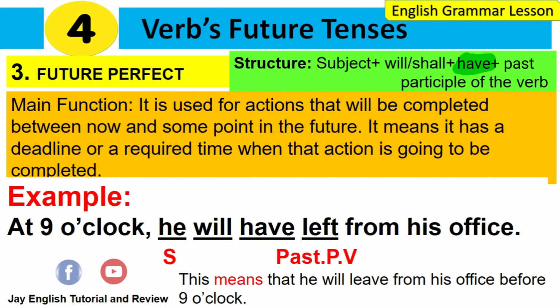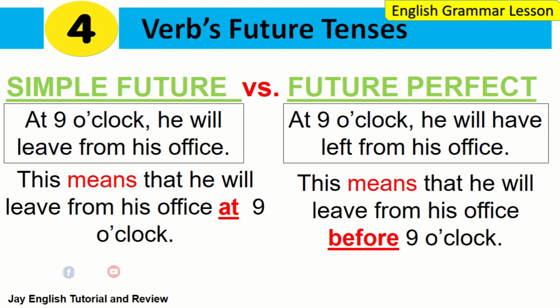And 9 o'clock in the sentence tells us the required time when that action is going to be completed. In using the future perfect in the sentence, it is a requirement also that we indicate the time when the action is going to be completed. Because if you cannot indicate the time, then you better not use the future perfect tense. Okay? So in order for us not to be confused with the simple future and the future perfect, we have right now a comparison between the two.